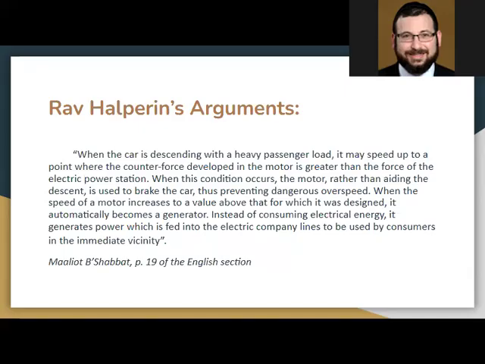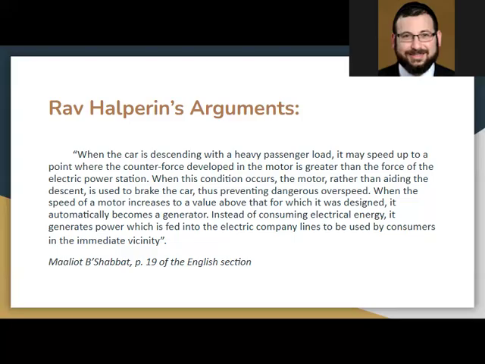When the speed of a motor increases to a value above that for which it was designed, it automatically becomes a generator. Instead of consuming electrical energy, it generates power, which is then fed back into the electric system, and it's used by other consumers in the immediate vicinity. So if you know anything about how electric generation works, it has to do with magnets and... It's an alternator. Yeah, right, exactly. And so when the engine starts going faster than the amount of energy that it is drawing, it starts generating electric currents. That's right.